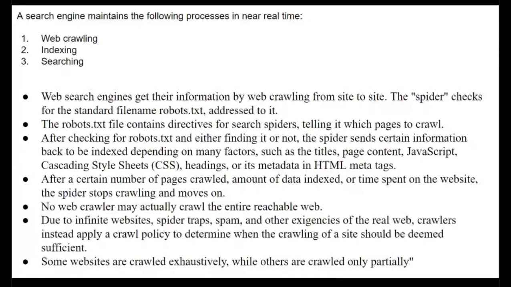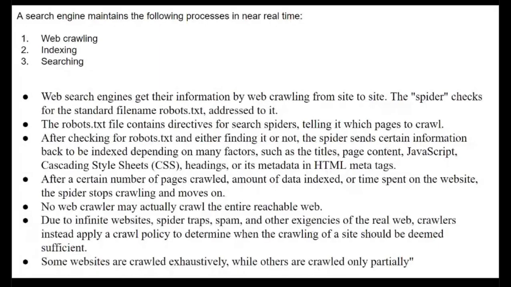The spider checks for the standard file named robots.txt and addresses it. Whatever data we receive is received through the robots.txt. Now, what does a robots.txt file contain? Your robots.txt file contains directives for search spiders.